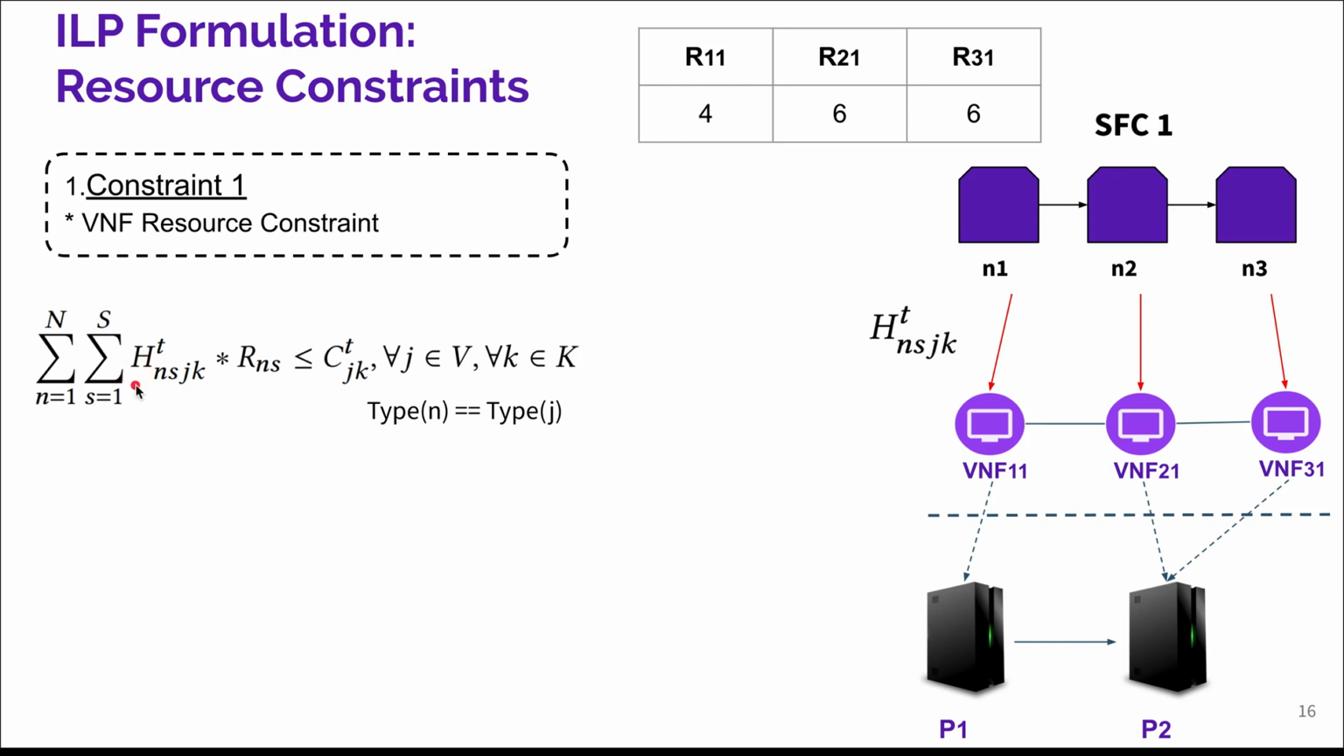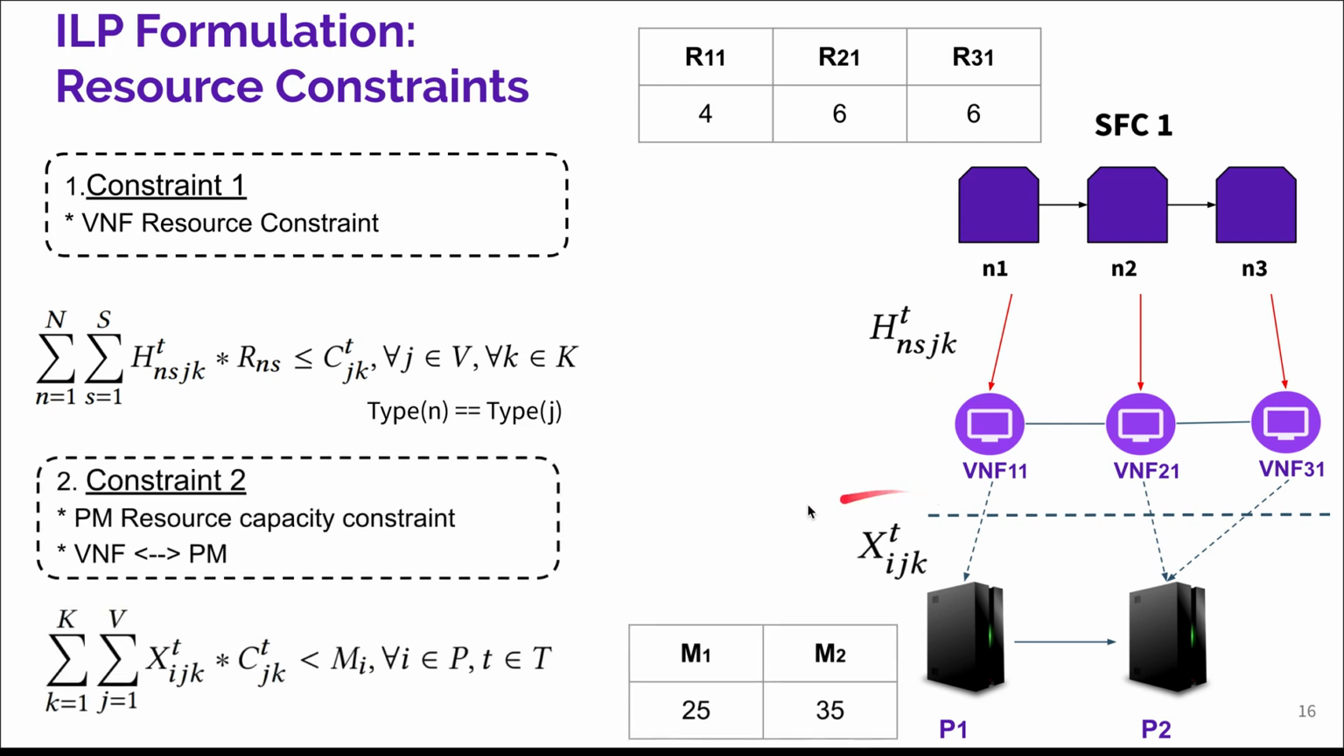So decision variable h shows if a network function is placed on an instance of a VNF j. So the total resource demand of all those network functions that are placed on that VNF j should always be less than the total resource capacity of that VNF. R_NS, or the resource demand of a network function of SFC, is always given as an input to the problem. We have even mentioned in our solver that the type of the network functions that are being placed should always be equal to the type of the VNF.